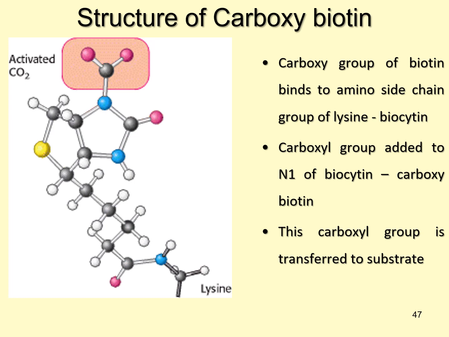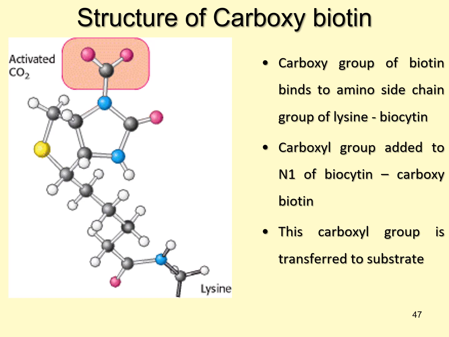The structure of carboxybiotin looks like this. It has a head and a tail. The head is activated carbon dioxide, whereas the tail is lysine. The biotin is bound to the amino acid lysine, and the carboxyl group is added to N1 of the carboxybiocytin, and this carboxyl group is also transferred to the substrate.